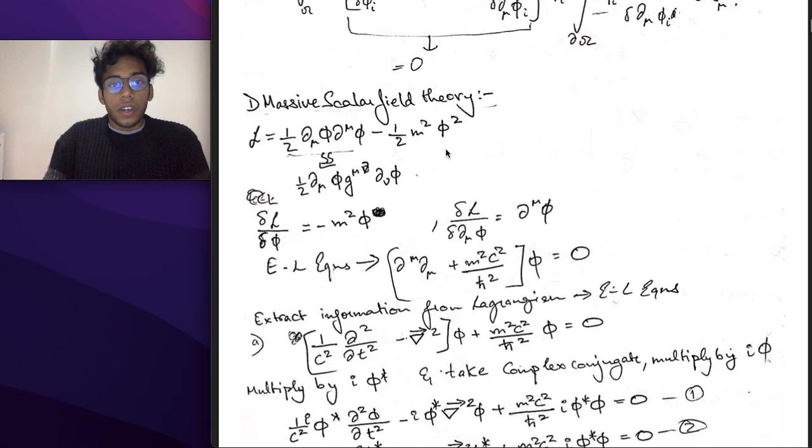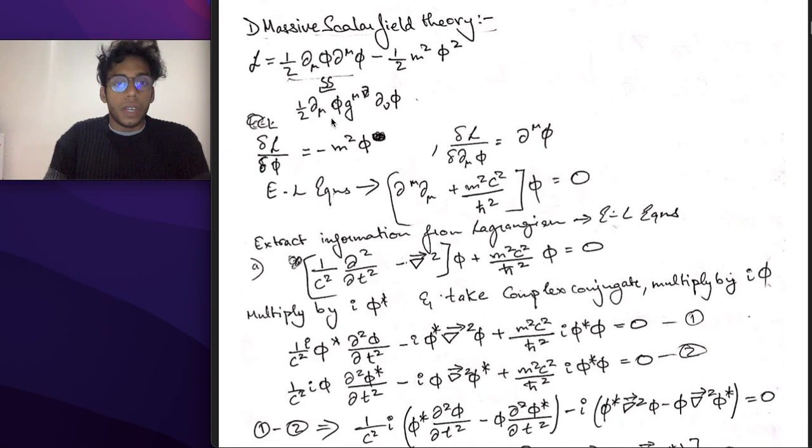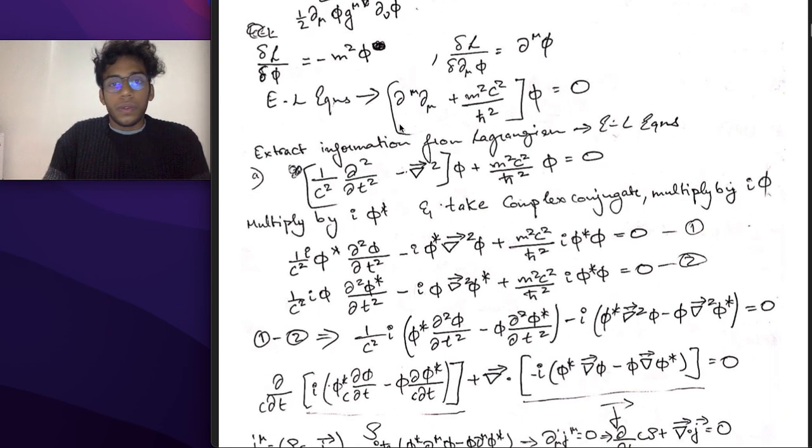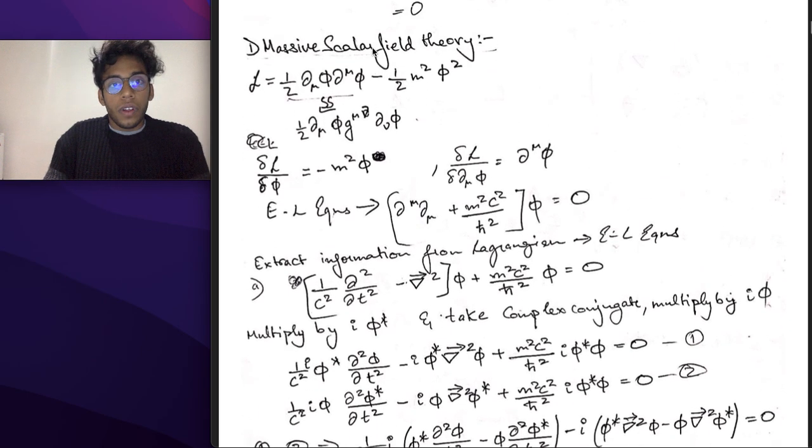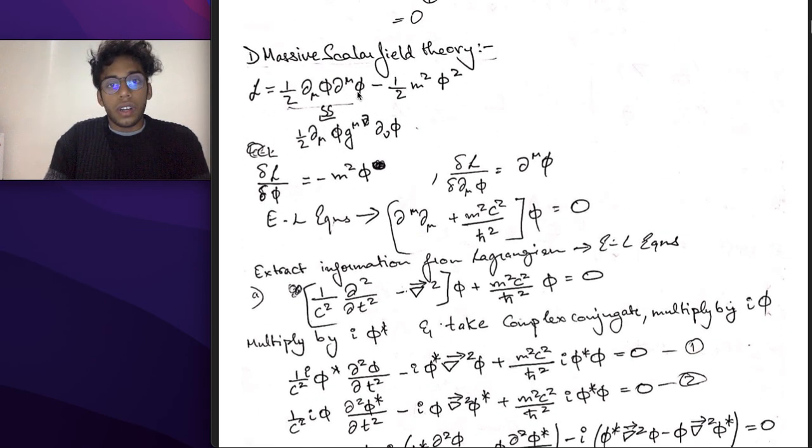From there we move on to massive scalar field theory, and we look at the massive scalar Lagrangian, which is given by half ∂_μ phi squared minus half m squared phi squared. You get your Euler-Lagrange equation by simple variation with respect to the field phi, and so you recover your Klein-Gordon equation. From this Lagrangian, you get back the Klein-Gordon equation.